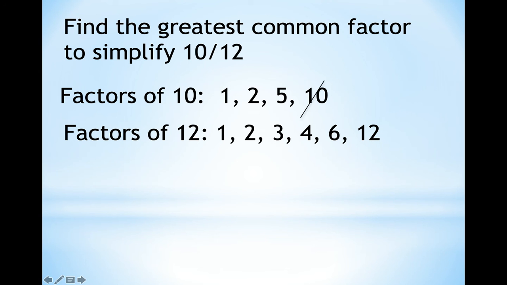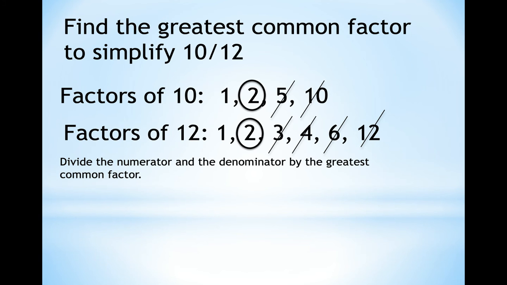Look at my 10. I can cross that off because it is not a factor of both numbers. And same with 5. Looking at the factors of 12, I know that 12 is not a factor of 10. 6 and 4 and 3 are not factors of both 10 and 12. Now I'm left with the numbers 1 and 2. And the greatest common factor is 2, which means that I can divide both my numerator and my denominator by 2 to get my fraction in its simplest form of 5/6.